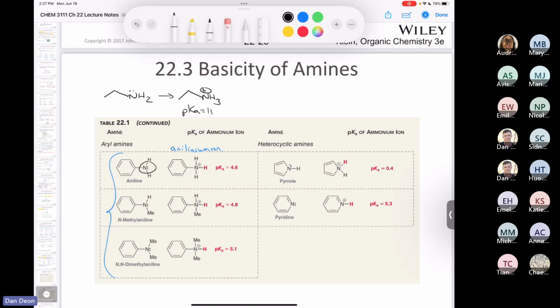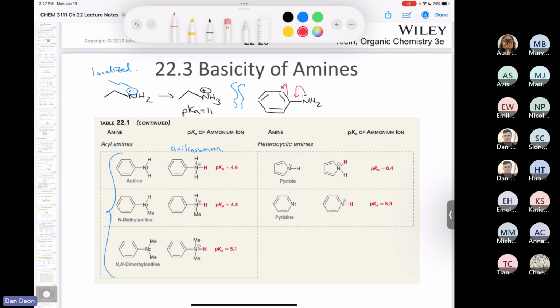Now, why would aniline be a weaker base than ethylamine? Well, the lone pair on ethylamine is localized. It's just sitting there. It's not going anywhere, so it's always available for protonation. Whereas if we were to draw aniline, and everybody should be able to do this, I'm not going to draw all the resonance forms, but you should be able to draw the resonance forms of aniline that show the lone pair delocalized inside the ring.